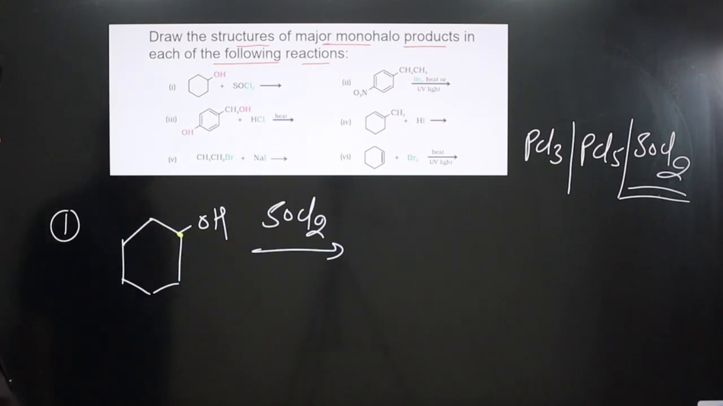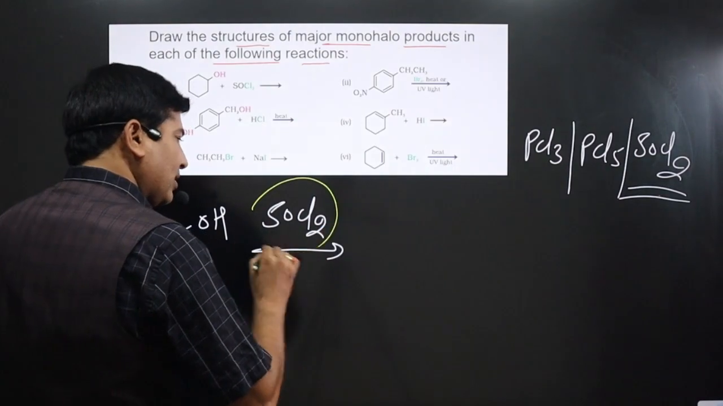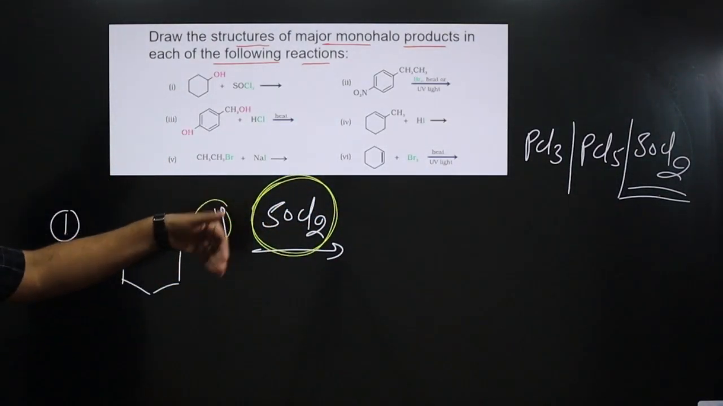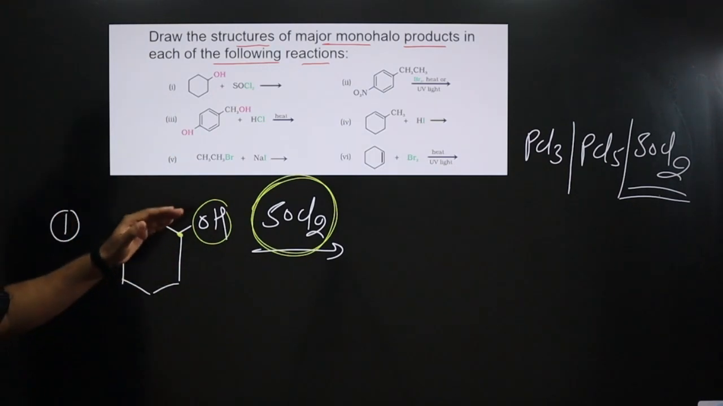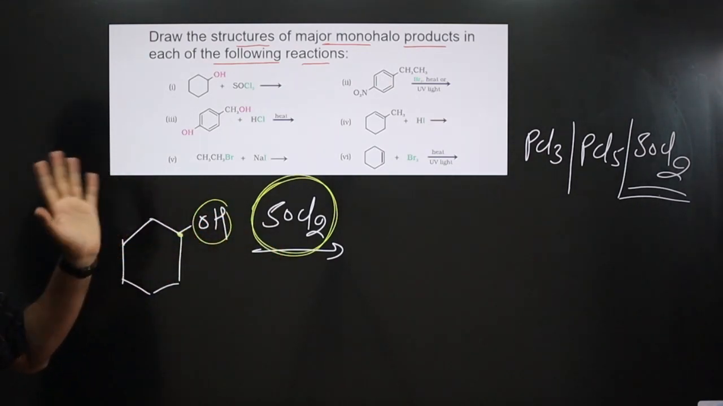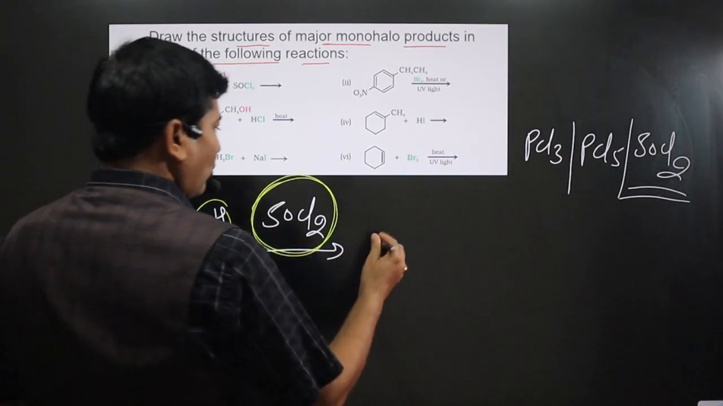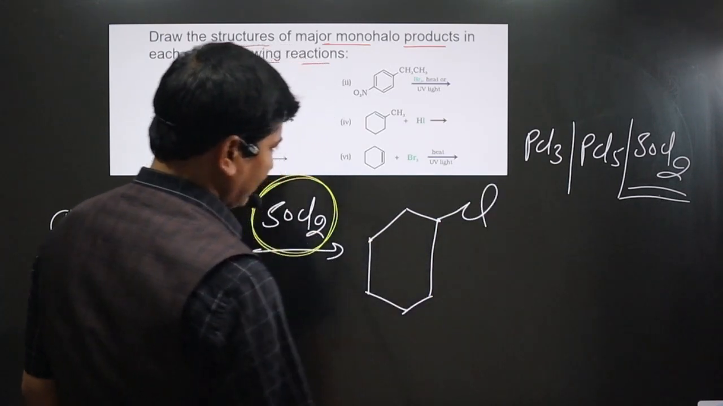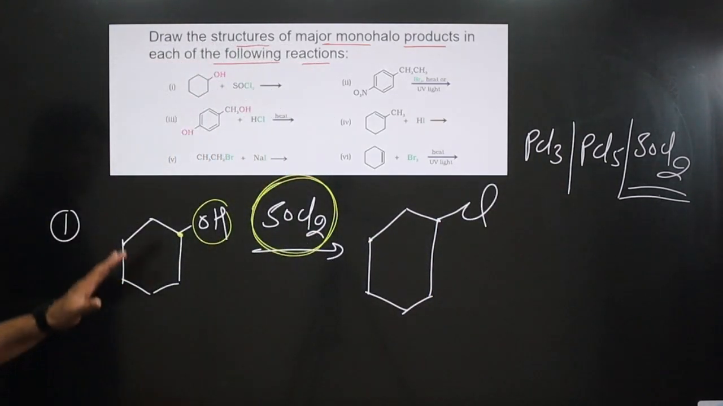Now pay attention carefully. These agents, you know what they do exactly? They will remove OH and attach Cl. OH is displaced by Cl. These are halogenating agents, so they will introduce halogen. So we remove OH and in place of OH we attach Cl. You can see halogenation of this cyclic ring has taken place.